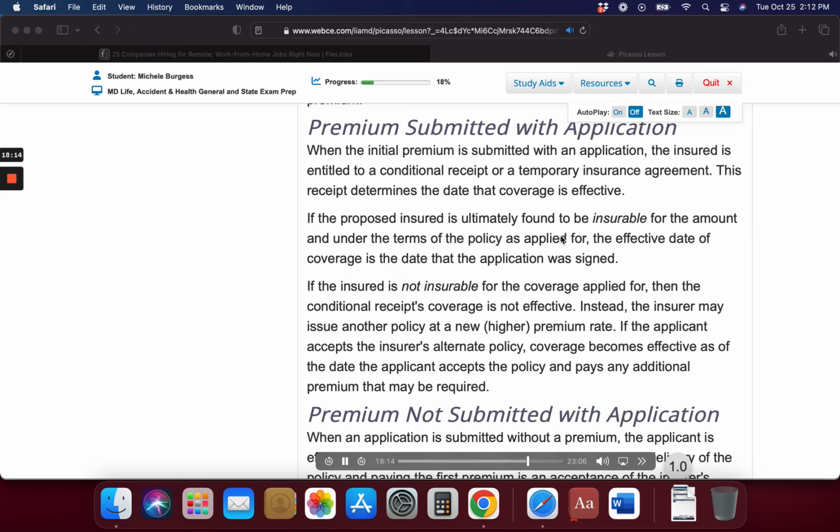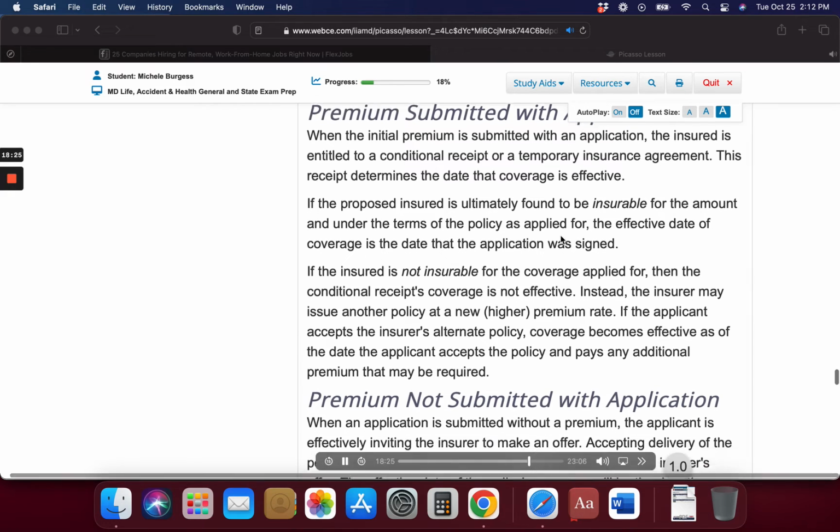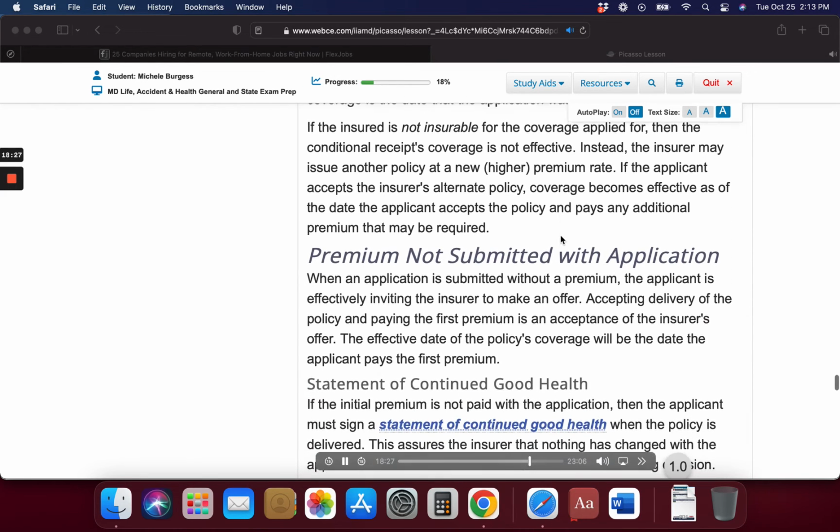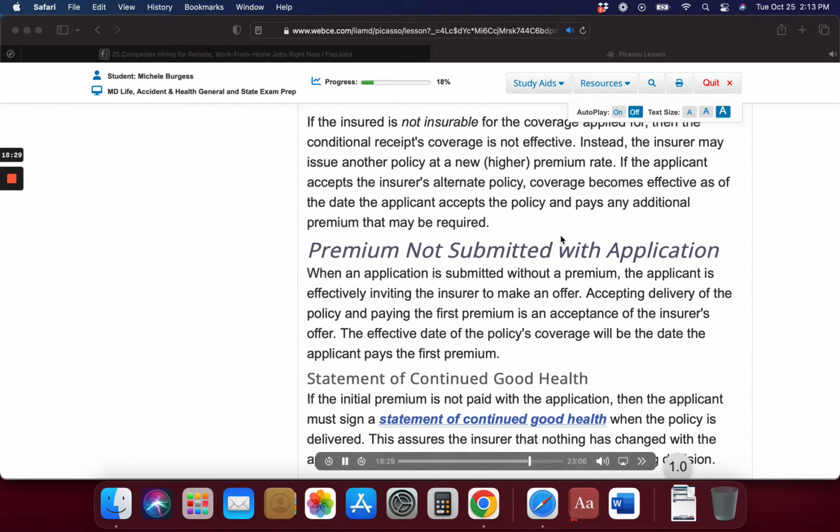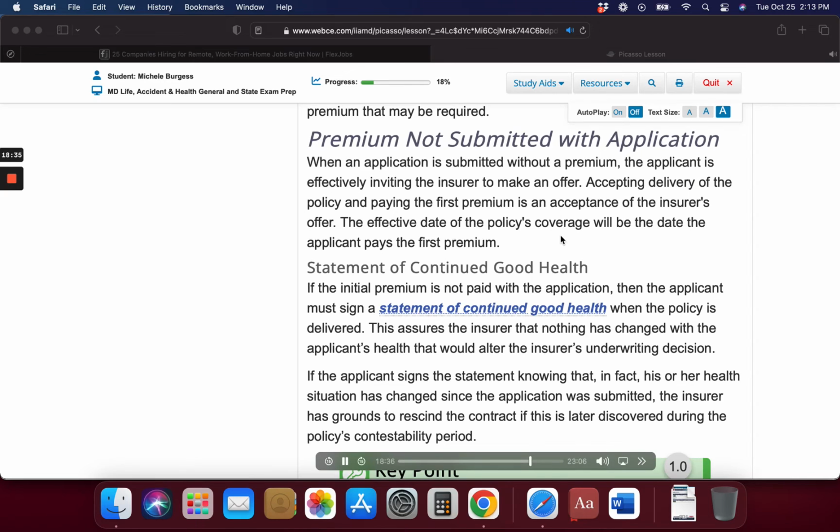If the insured is not insurable for the coverage applied for, then the conditional receipt's coverage is not effective. Instead, the insurer may issue another policy at a new, higher premium rate. If the applicant accepts the insurer's alternate policy, coverage becomes effective as of the date the applicant accepts the policy and pays any additional premium that may be required.